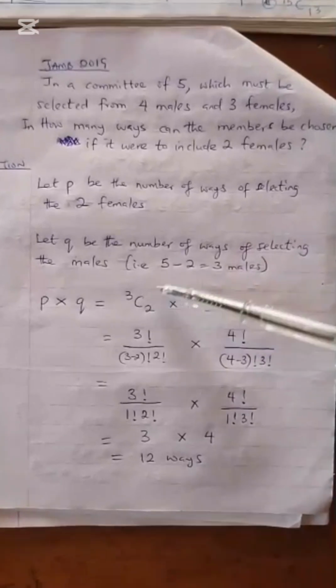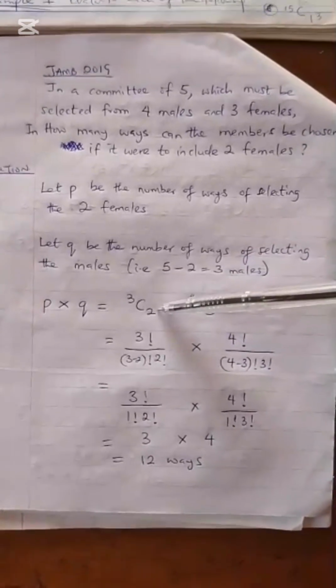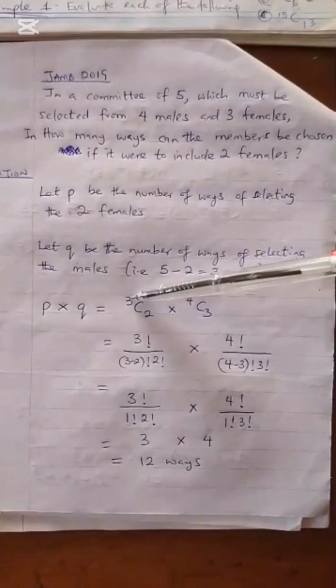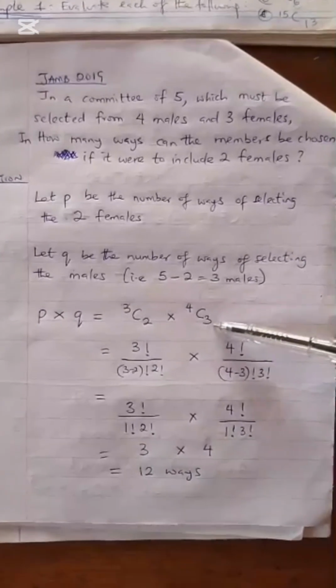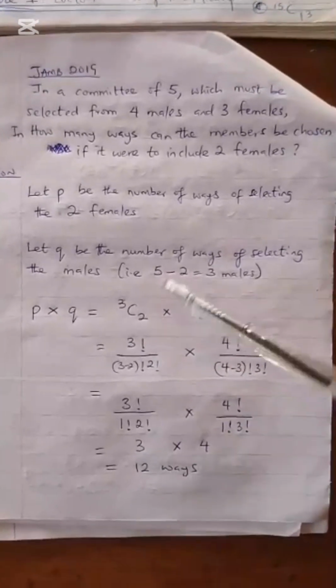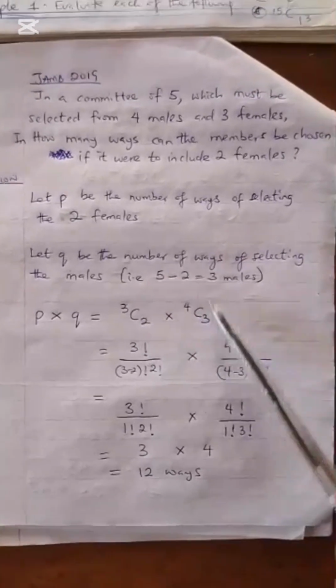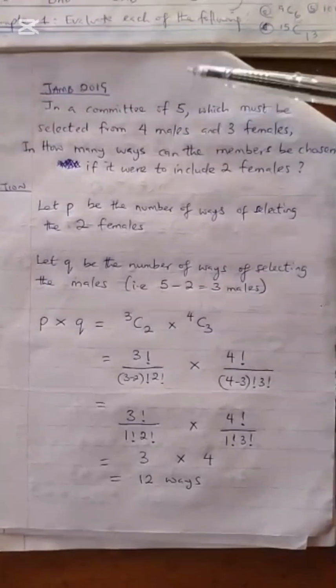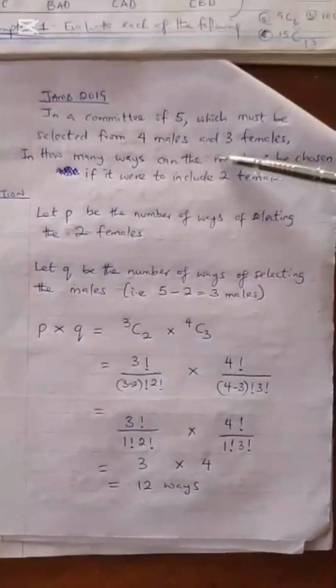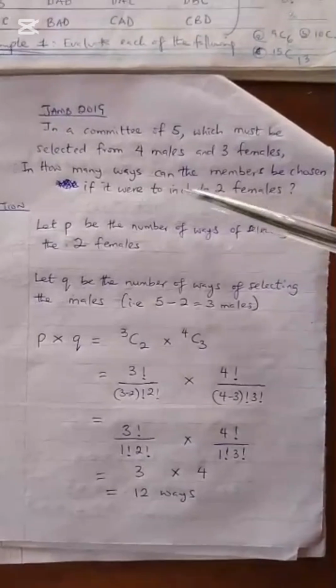So we are choosing 2 females out of the total of 3, and we can only choose 3 males out of a total of 4 males, because we have a committee of 5. So 2 plus 3 make up your committee of 5. It must be 2 females, because that's the condition. So the members we're choosing must include 2 females.